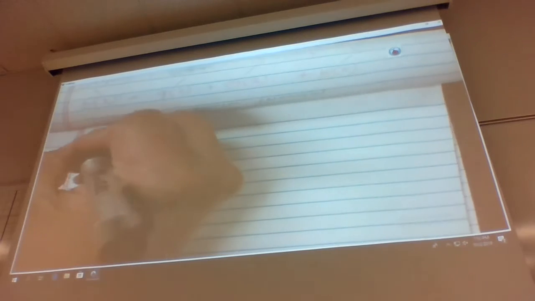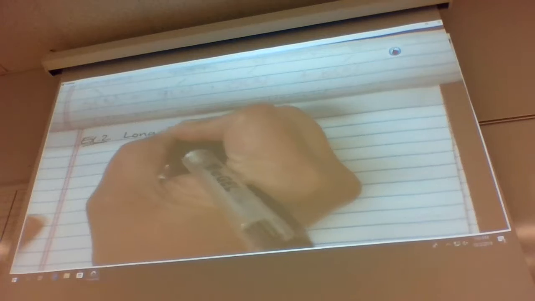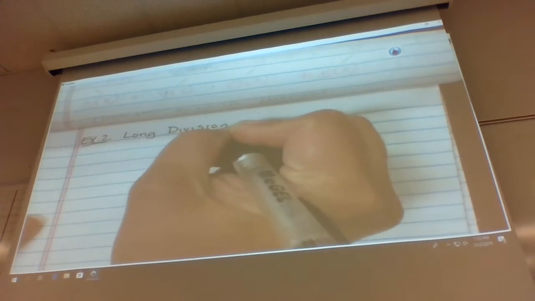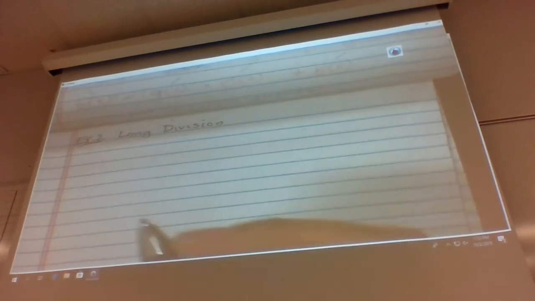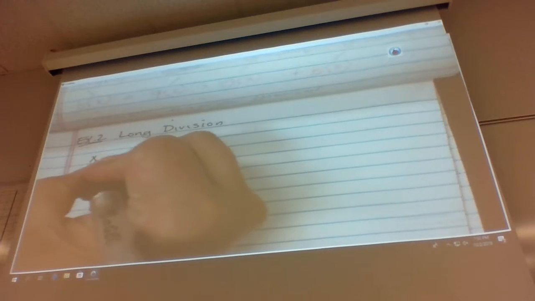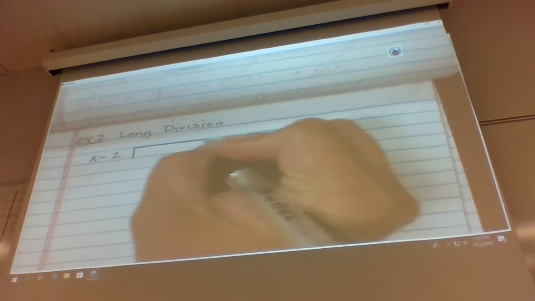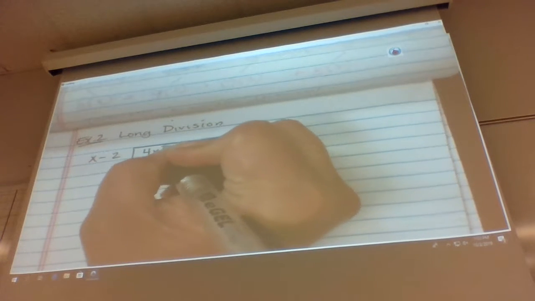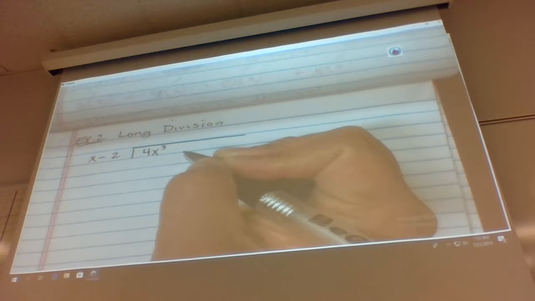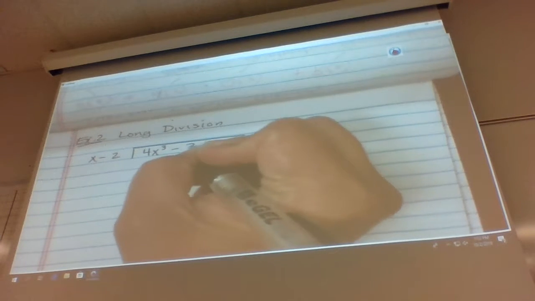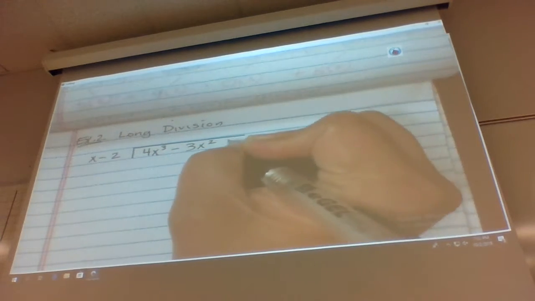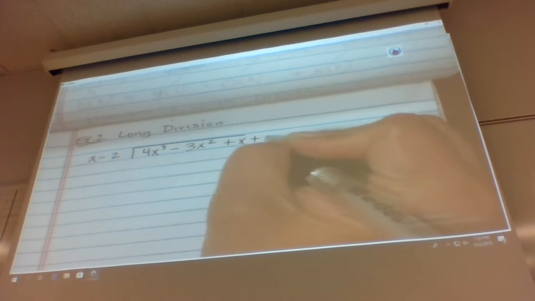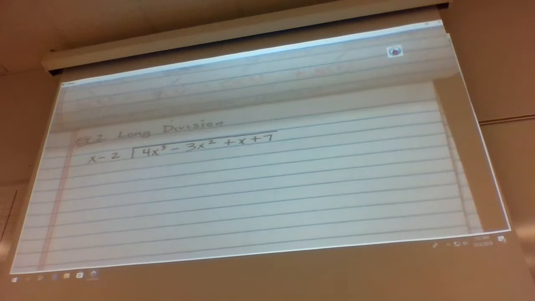Example number 2, long division. There's one more. It's not divided by, but it's 4x cubed, minus 3x squared, plus x, plus 7, divided by x minus 2. So we're gonna try this? Let's try this.